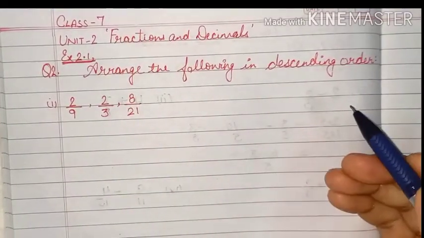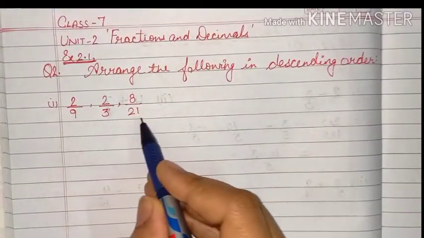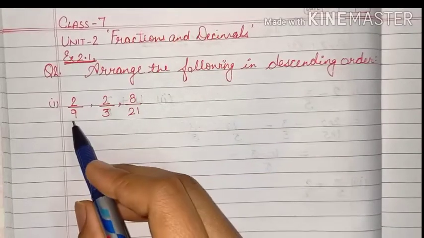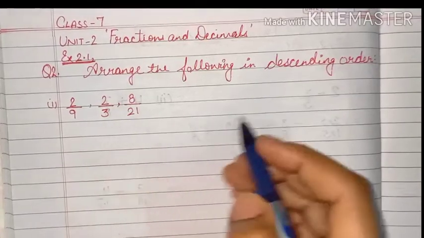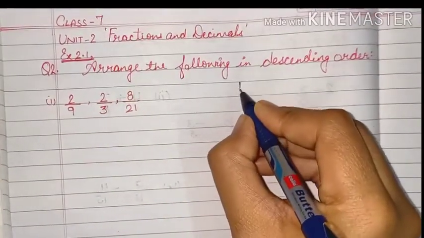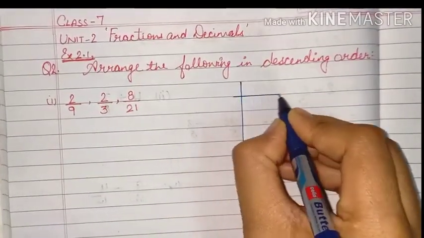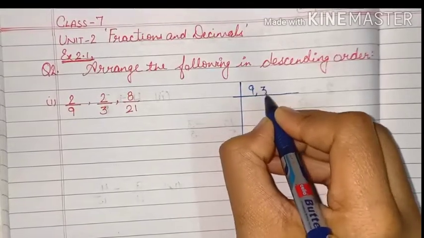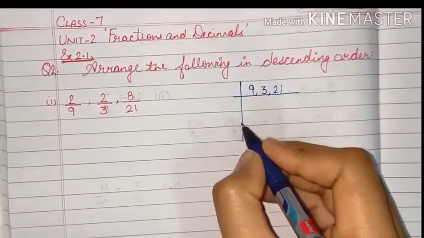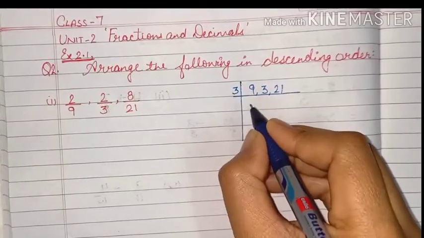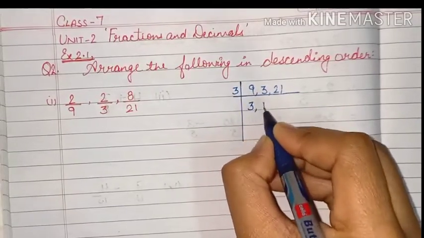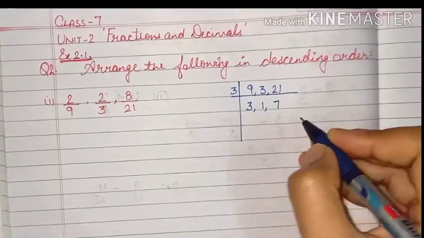First of all, for that we will make the denominators the same, and for that we will find out the LCM of the denominators. It is 9, 3 and 21. So let's find out. Here the denominators are 9, 3 and 21. So LCM will be, all these numbers are divisible by 3. So write here 3, 3 3s are 9, 3 1s are 3, 3 7s are 21.